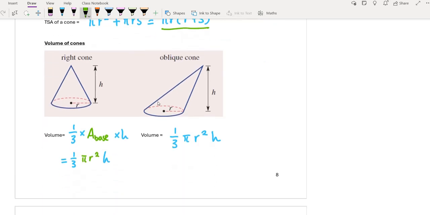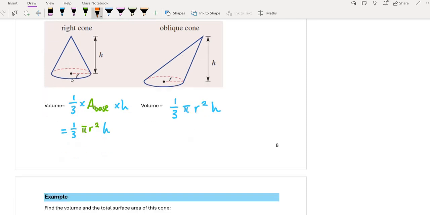Now the volume of the cone is a bit more straightforward. We just have a third times the area of the base, which is the circle, so pi r squared, times the height. So don't be confused with the slant. We're looking for the height, so this length here, rather than the slant, which is this length here. It doesn't matter if the cone is a little bit tilted to the side, we're still following the same formula to find the volume of the cone.